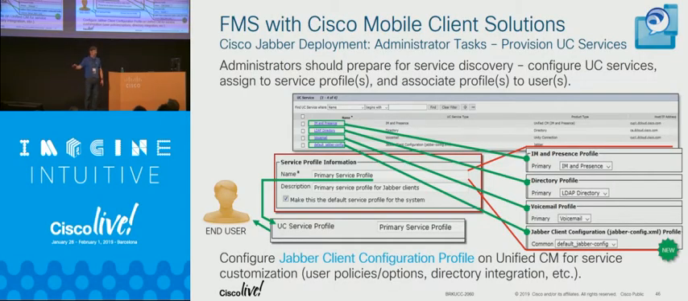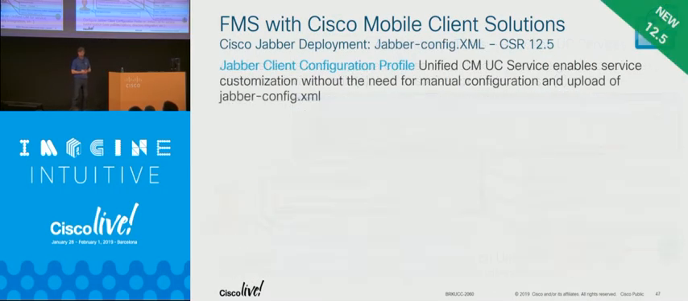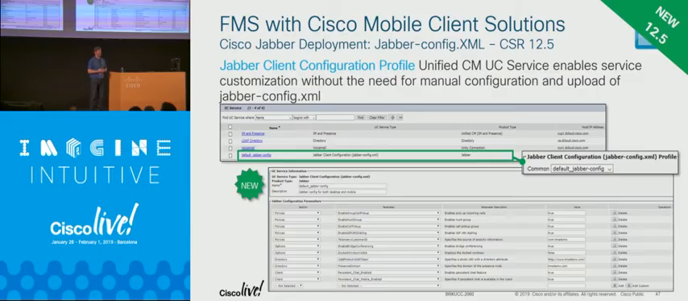Something new that came with 12.5, which will make your life a lot easier if you use Jabber config XML files, was previously a manual process that you configured and created in Notepad or something like that, and then imported via TFTP or FTP into your cluster so that the clients could download them. There's now an ability within the service profiles to actually define the Jabber config XML within the GUI of Communication Manager, and to allow those clients to automatically download that without you having to upload it into the system. And so you get a lot of granularity here, and this is where we have the ability to define a lot of additional stuff on top of the normal things.